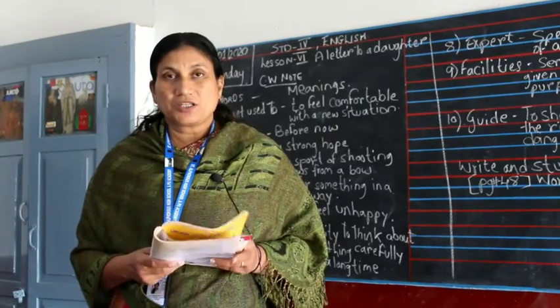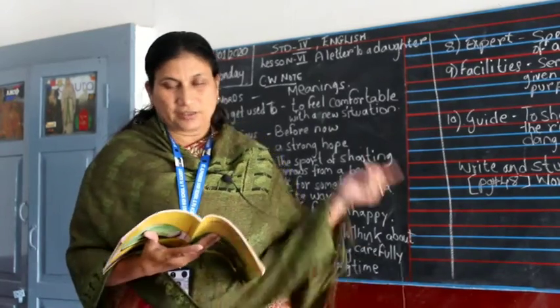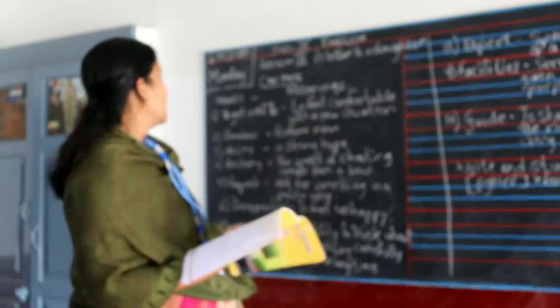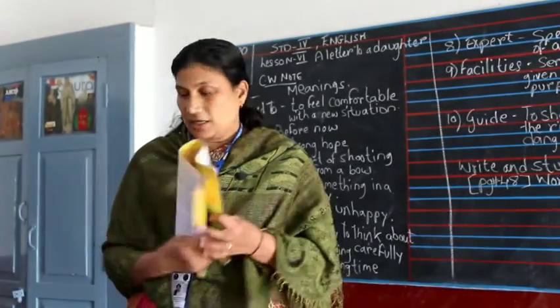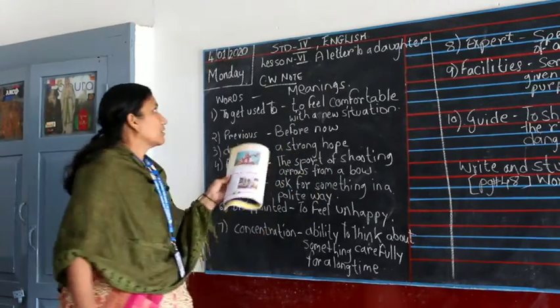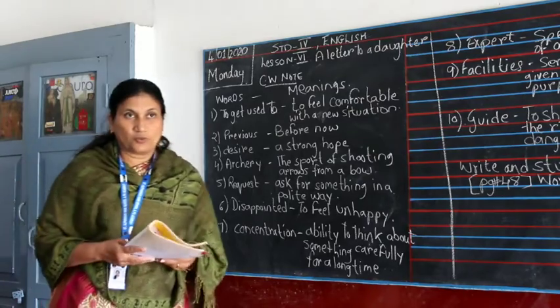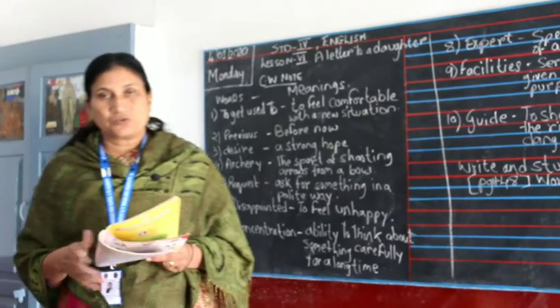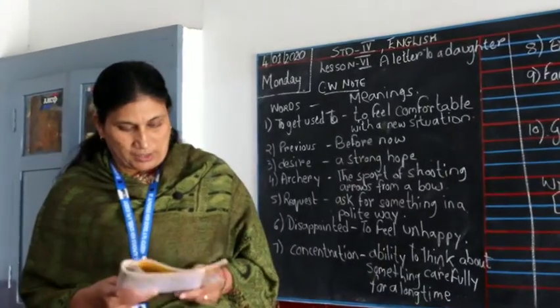Okay, so today I'll be taking English for the 4th standard children. That is lesson number 6, a letter to a daughter. I have written the words meaning on the board. I will just read out the lesson to you children. After that, we'll go on to the words meaning.